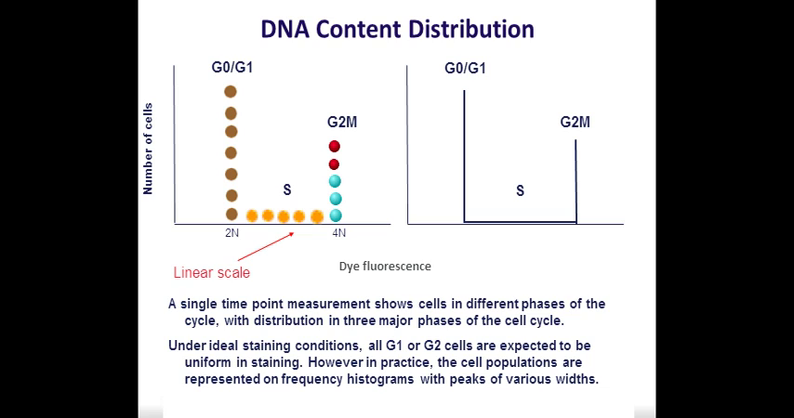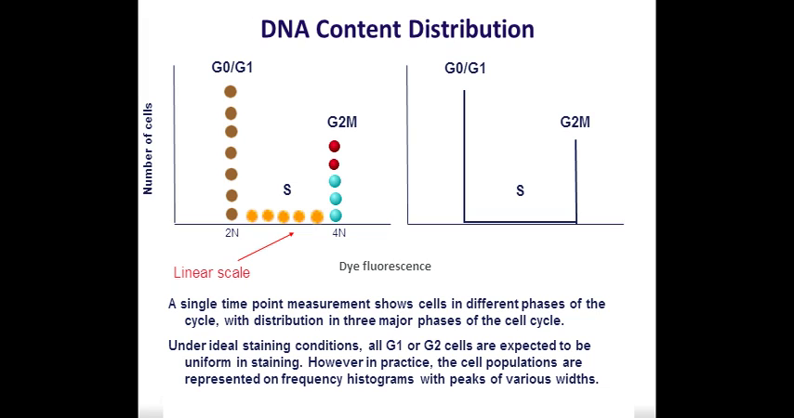In this approach, cells are incubated with dyes that bind stoichiometrically to DNA. This means that the dye binds in proportion to the amount of DNA present in each cell. DNA content distribution in flow cytometry gives a single time point measurement.